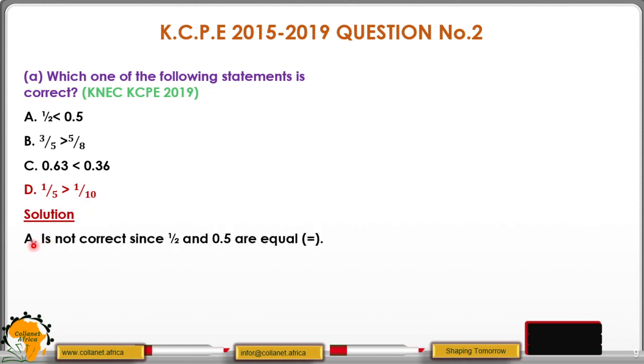Solution. In the first choice, it is not correct since a half, when changed into decimal, will be 0.5. So the correct sign here was supposed to be the equal sign.